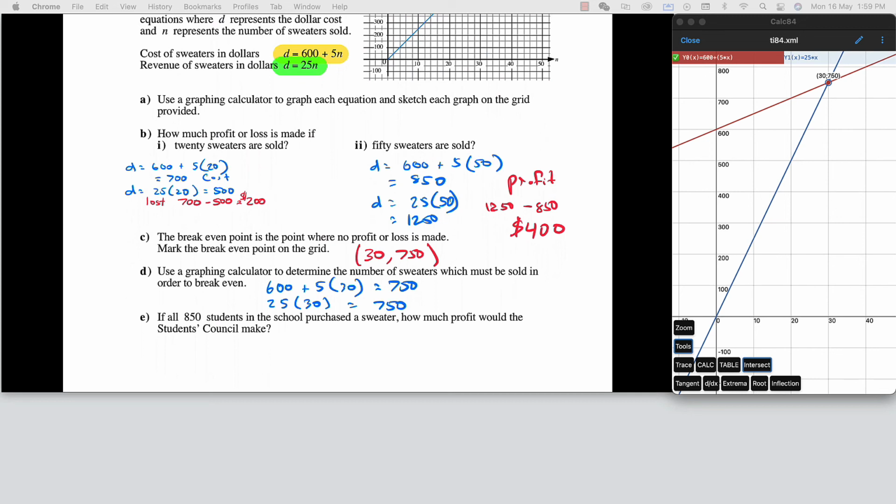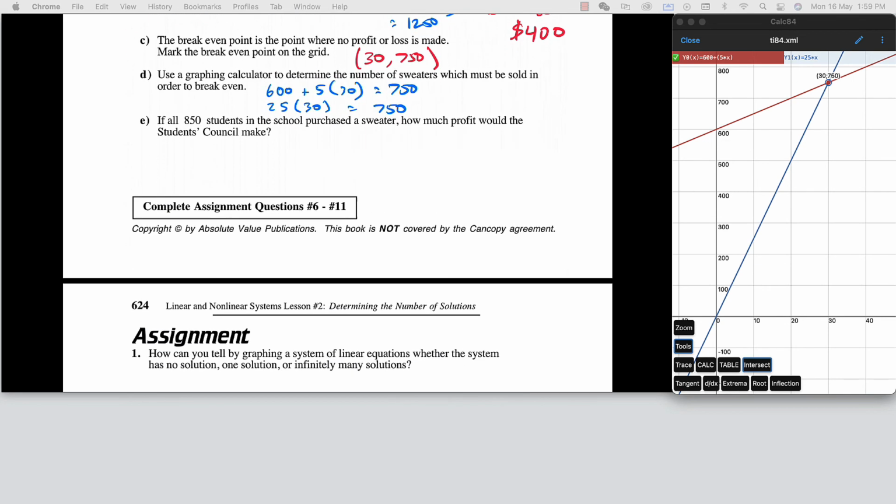So if all 850 students in the school purchased a sweater, how much profit would be made? Okay, well, again, really simple. I just want to take that value of 850 and plug that into there. So the cost is going to be 600 plus 5 times 850, and the amount of money, the revenue I make, is going to be 25 times the 850.